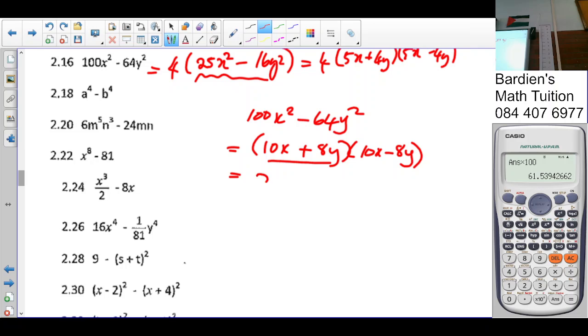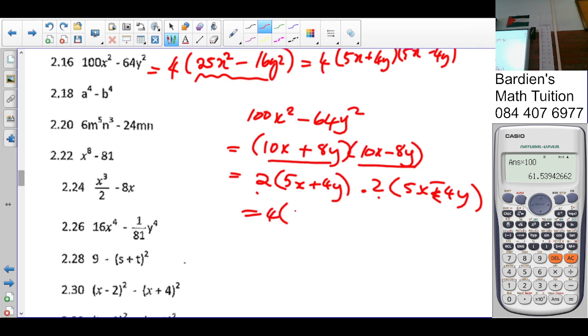What's common there? 2. So it's 5x plus 4y times 2, it's common there. 5x plus 4y or 5x minus 4y. 2 times 2 is 4 into 5x plus 4y times 5x minus 4y. Okay, that's another way of doing it, but as you can see, it's the extra step involved.